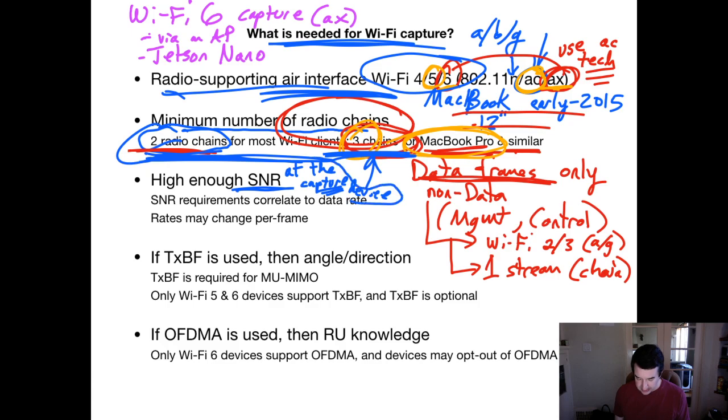Okay, that's kind of the key thing there: at the capture device, I have to have a high enough SNR. So if I want to capture the traffic that's being sent from a client, if I'm trying to learn about client behavior, I need my capture device to be close enough to the client so that I have a high enough SNR at all times, a high enough signal to noise ratio. That's what SNR is. A high enough signal to noise ratio to be able to capture. And a little tricky thing about that is your SNR needs may vary because SNR requirements correlate to data rates.